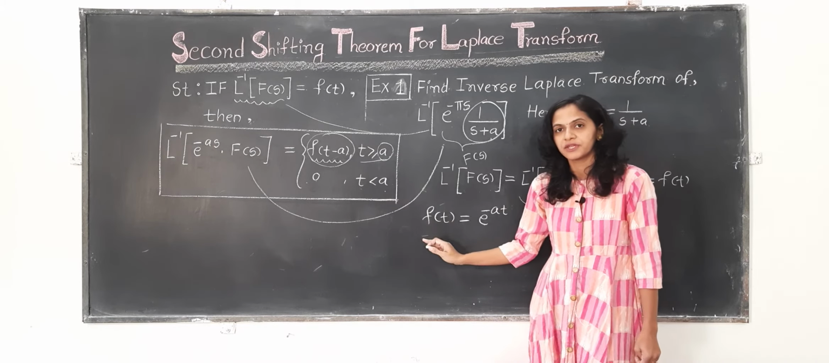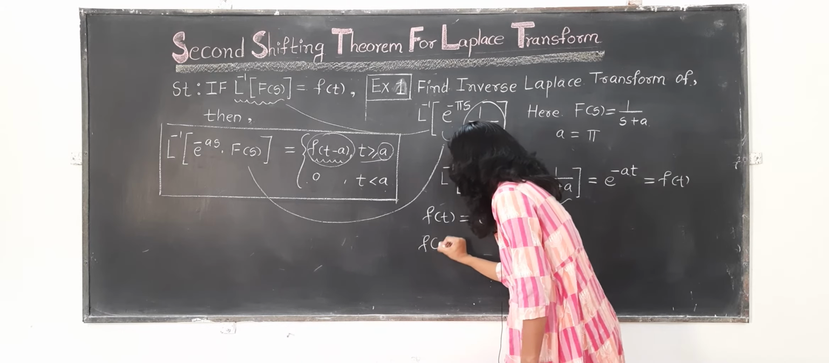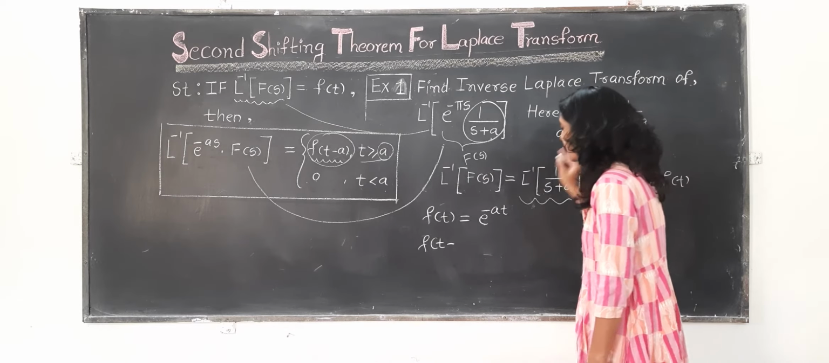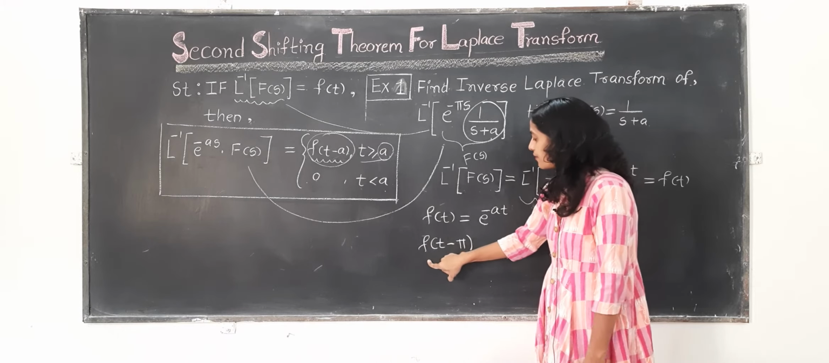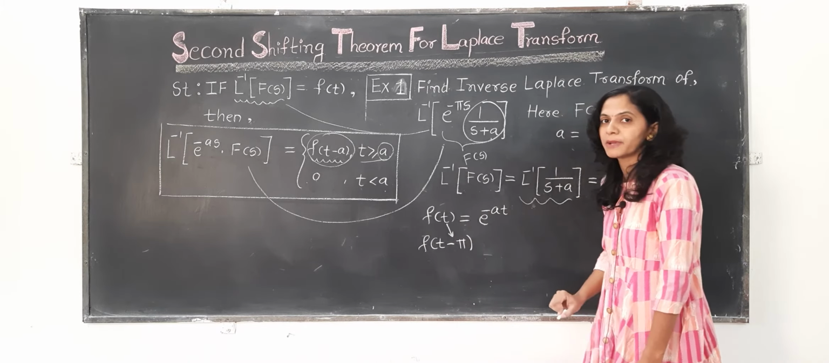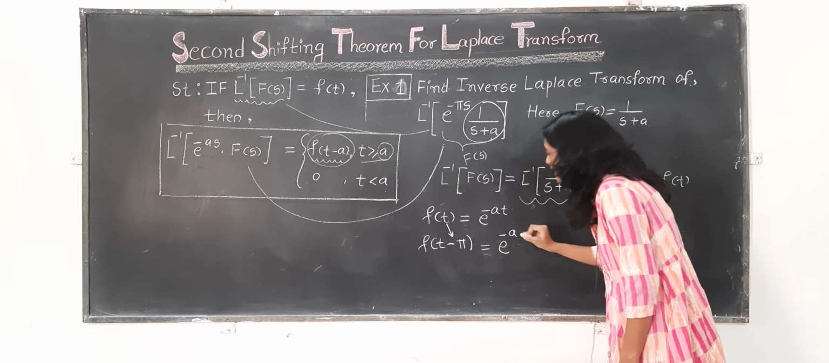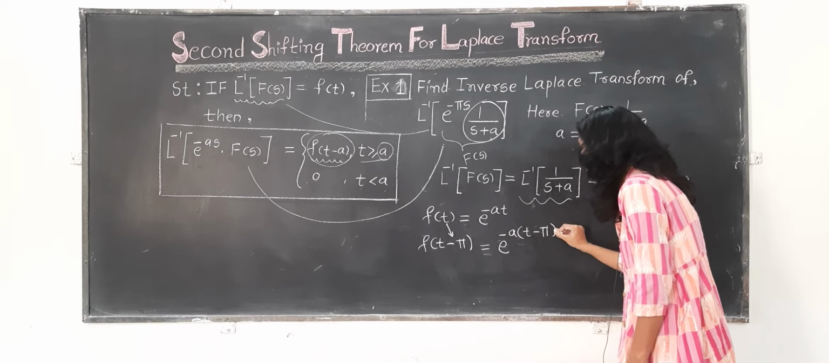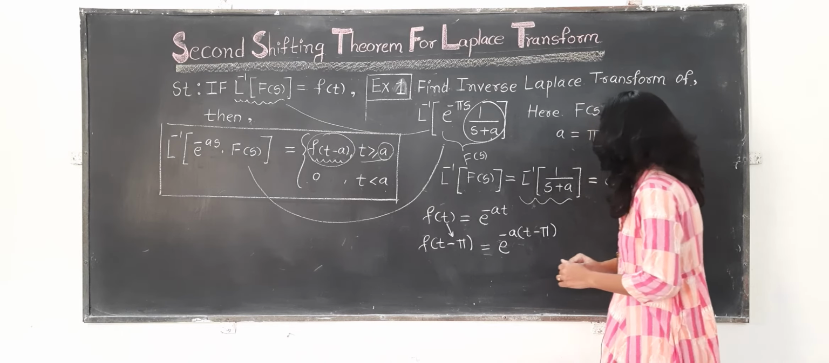So using f of t, can we write f of t minus a? Yes, we can write t minus a. What is the value of a here? The value of a is pi. So using f of t, here we are writing f of t minus pi. Just replace t by t minus pi. So e raised to minus a outside it, right? Replace t by t minus pi. So here we got the value of f of t minus pi.